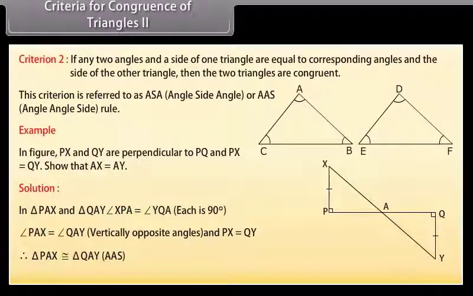Therefore, by AAS congruence rule, triangle PAX is congruent to triangle QAY. Therefore, AX is equal to AY, CPCTC.